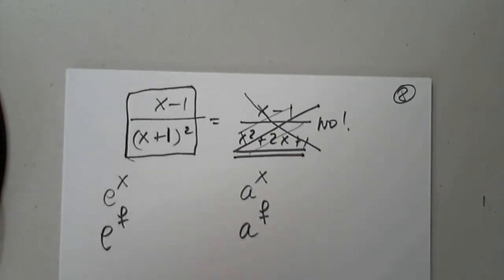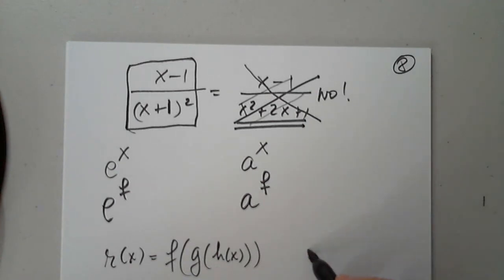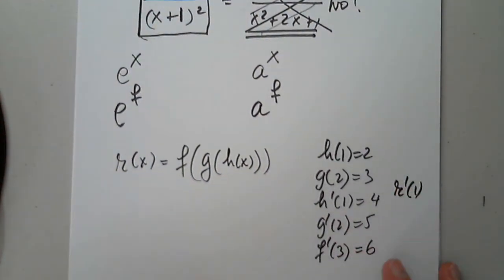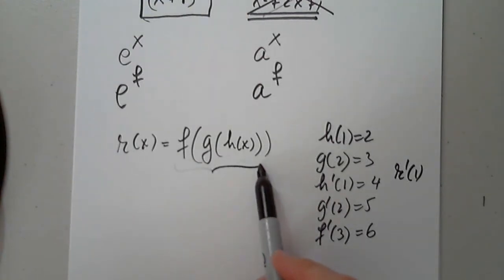Let's say r of x equals a function f of g of h of x. 1, 2, 3, correct? And we're given that h of 1 is 2, g of 2 is 3, h prime of 1 is 4, g prime of 2 is 5, f prime of 3 is 6, and they want r prime of 1. So all this is less important because we know how to plug in numbers. But how do I differentiate this?